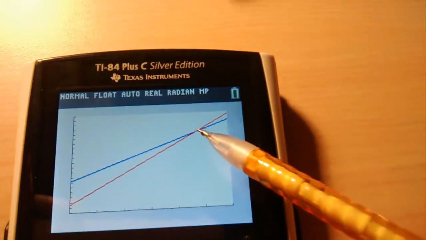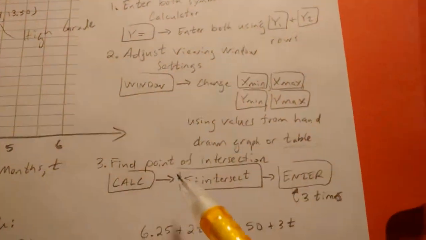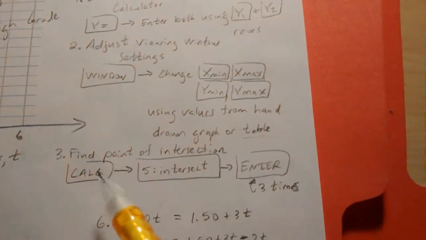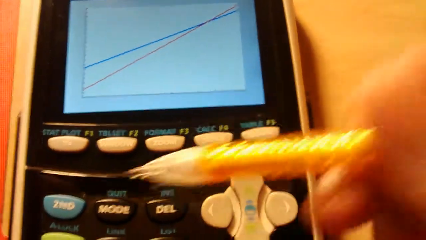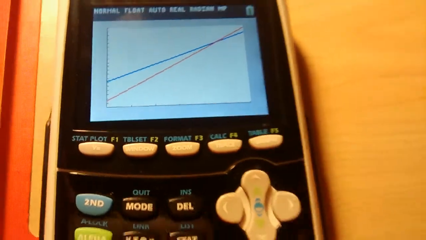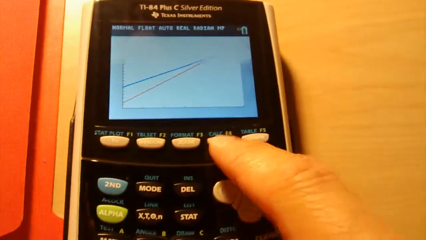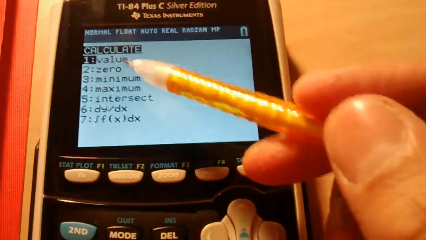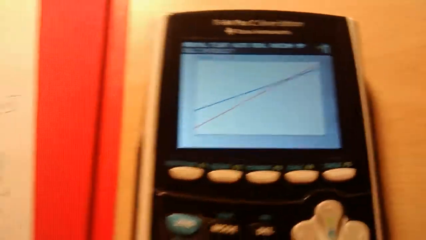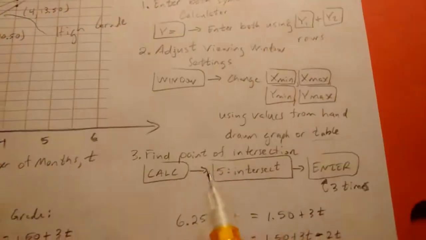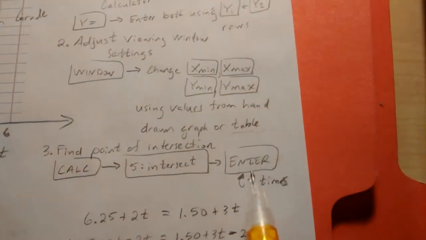Now that you see the intersection, you have to be able to see the intersection in your viewing window in order to do step 3, which is to find the point of intersection. We're going to hit Calc. Calc is located right here under second trace. That gets you to that blue Calc. So second trace. And intersect is what we're trying to do. So down to 5 and hit enter. So I have that here. And then you're going to have to hit enter 3 times.